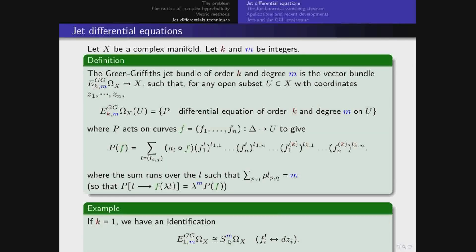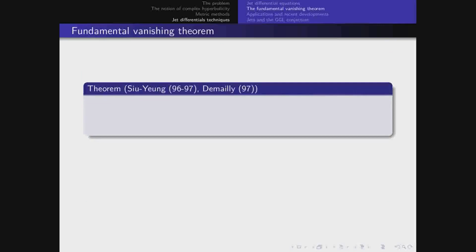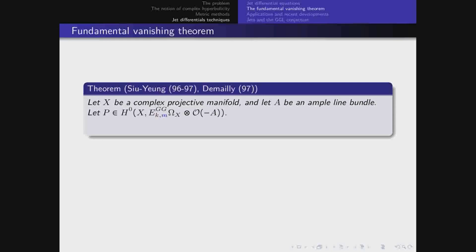Okay, and now why do we care about jet differential equations in the study of complex hyperbolicity? Well, it comes from this very important theorem, which we call the fundamental vanishing theorem, due to Siu, Yeung, and Demailly. It tells you the following. Assume that you have a complex projective manifold X and an ample line bundle A on it. Then, if you take a holomorphic differential equation P of degree m and order k that vanishes along A, then for any entire curve f drawn on X, this entire curve satisfies the differential equation, so P of f is equal to 0.